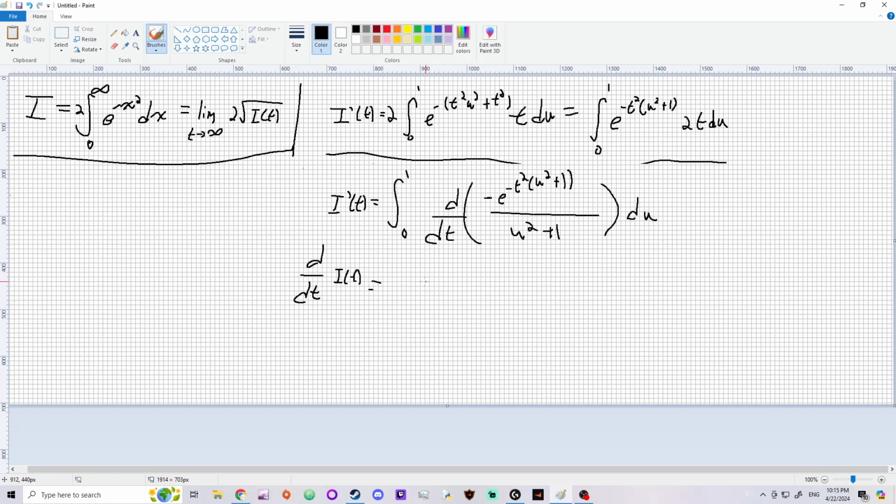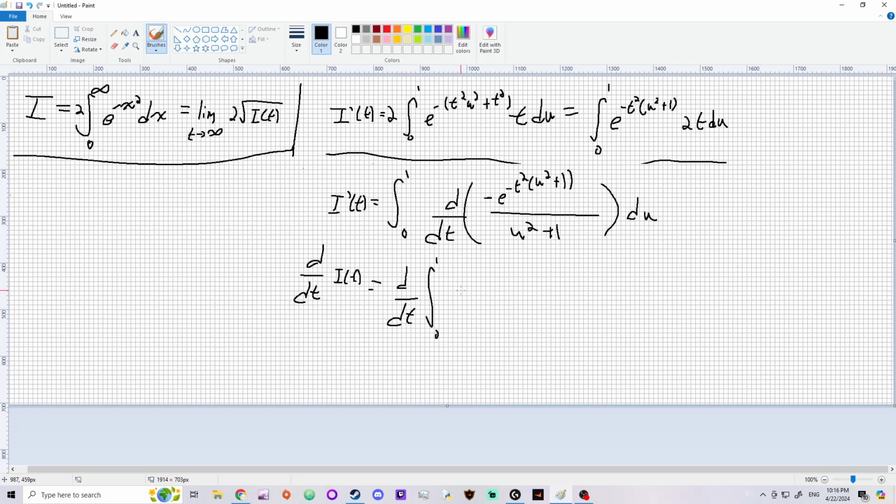This is equal to... this here is not a u term, right? This is an integral with respect to u. d/dt has nothing to do with u. It's an operator, but essentially the idea here is that it's a constant with respect to this integral. It comes out. We have d/dt on the outside, okay?